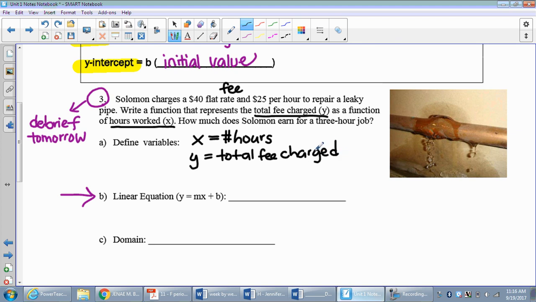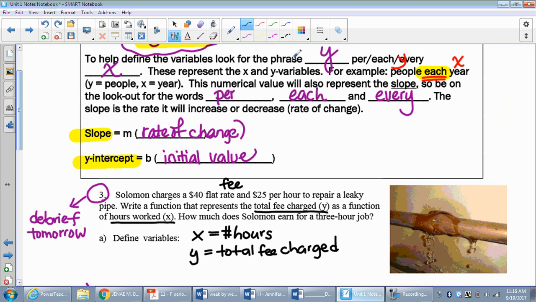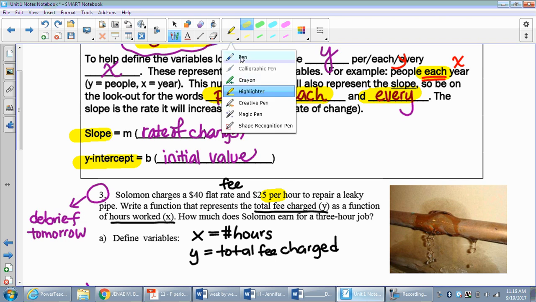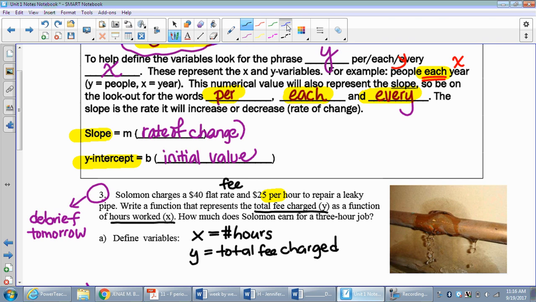And I also could see that as tying in this idea of looking for per, each, or every, these 3 key words. I see the word per here. And in terms of our labels, y per x. So x is hours, y is money.